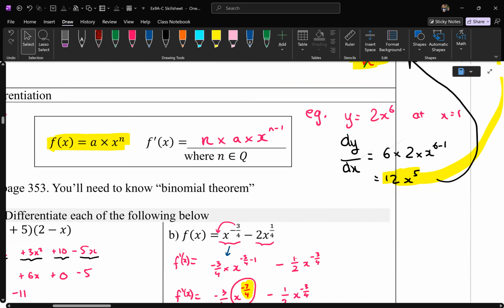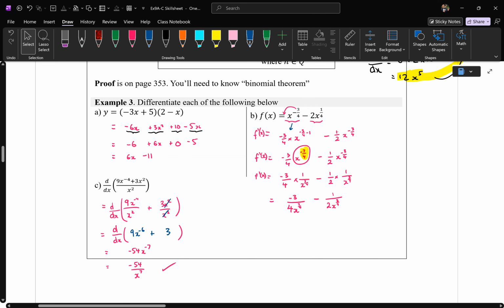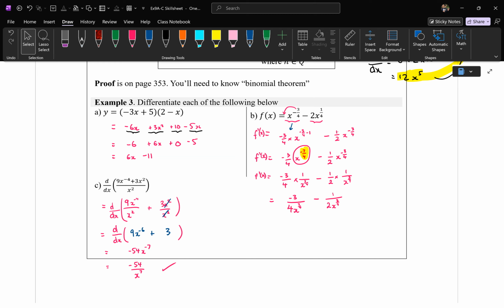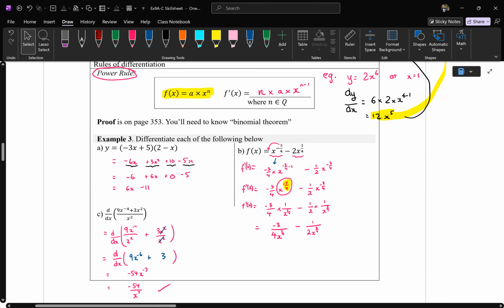Okay? All right. Again, you don't need to know the proof, but if you want to know the proof and you're interested in it, in your textbook is on page 353. Okay, you can have a look at that. You do need to know binomial theorem to understand how they simplified that. But do you need to know for the exams? No, you don't. You just need to know how to apply the rule.